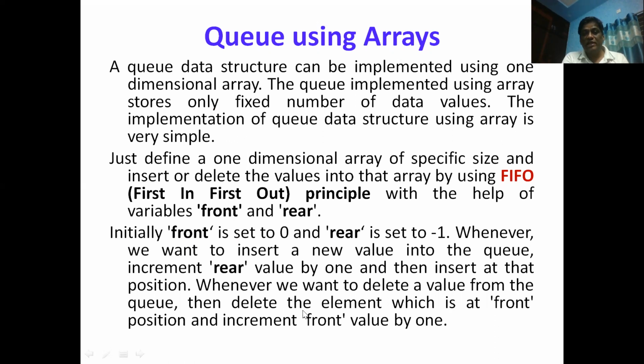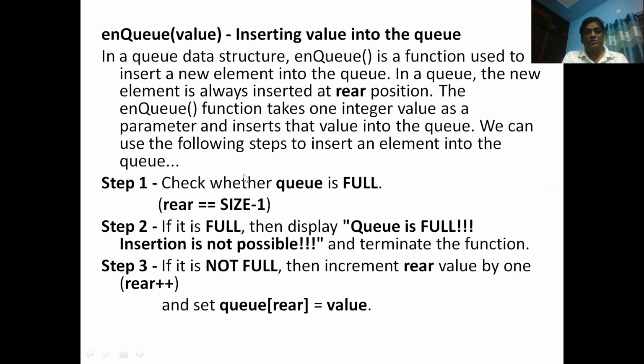And if you want to delete an element from the queue, then return the value at front, and then increment the value of front by 1. So what you need to remember is, for inserting, rear will be incremented by 1, for deleting, front will be incremented by 1. Right, so these are the steps used in the enqueue operation.